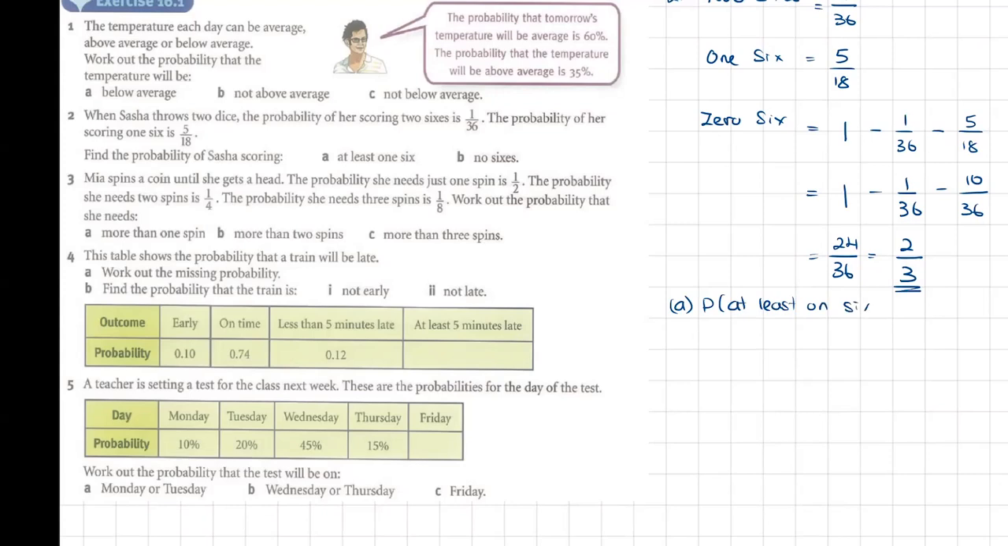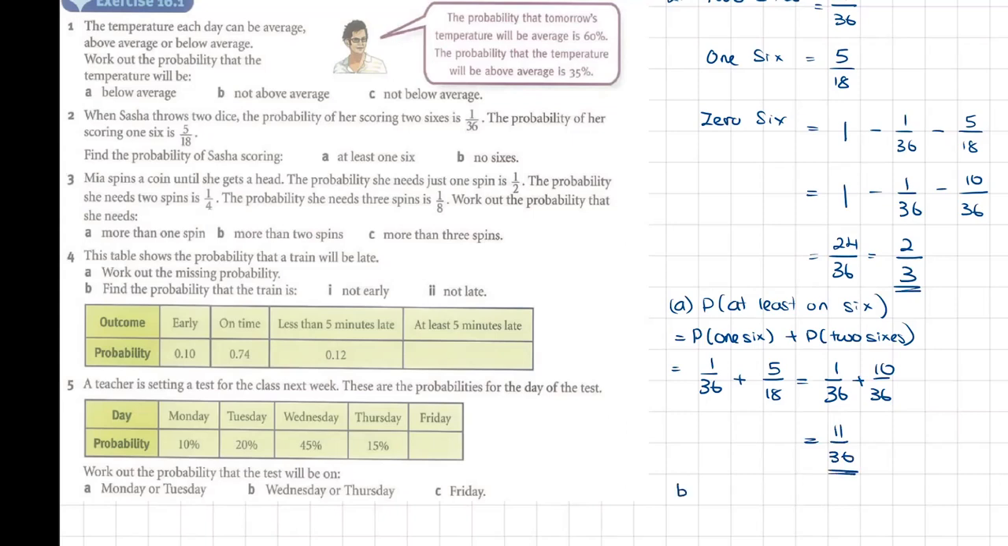one 6. So that means it is equal to the probability of one 6 plus the probability of 2 6s, because they want at least one, so 1 or more than 1. So you can just add them together. 1 over 36 add 5 over 18 is equal to 1 over 36 plus 10 over 36. 11 over 36 is the answer.